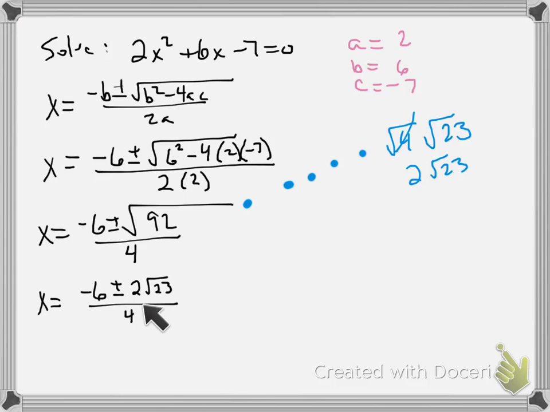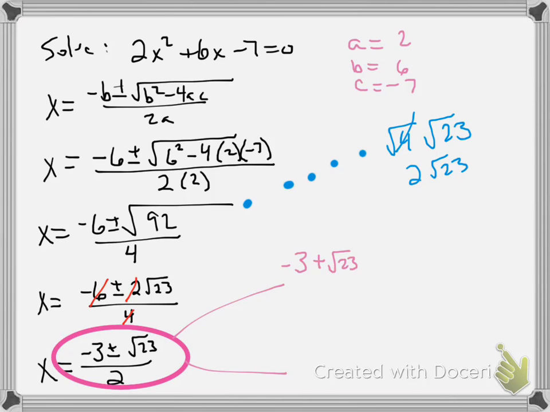Alright. There's one more step here, and that's because I recognize that there's a common factor between negative 6, 2, and 4. 2 goes into each of those. So I reduce it basically, and I get this. Now that is two different answers. And some people need to recognize that it's two different answers. I can use my calculator and find the estimate.